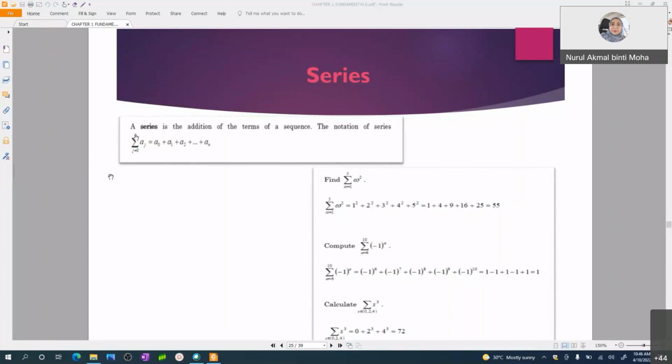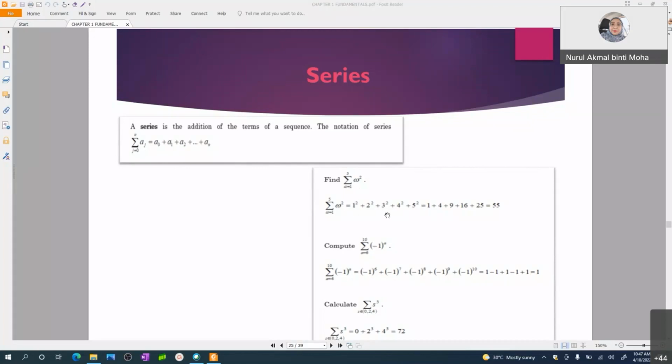Okay, so summation AJ, J start from 0 up to N. So it will give you A0 plus A1 plus A2 plus A3 and so on up to AN. So it will stop at n. Okay, instead of a comma in the sequence, we will have plus for the series. Okay, and then this is for the summation of omega to the power of 2, for omega start from 1 up to 5. So we will have 1 squared plus 2 squared plus 3 squared plus 4 squared plus 5 squared.